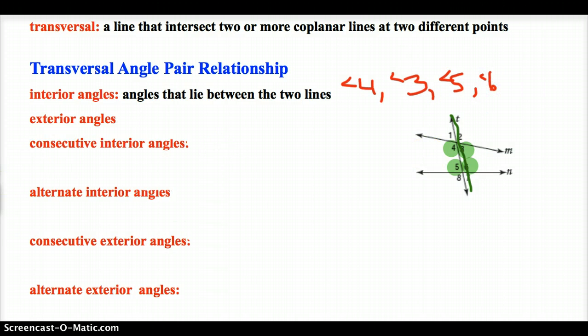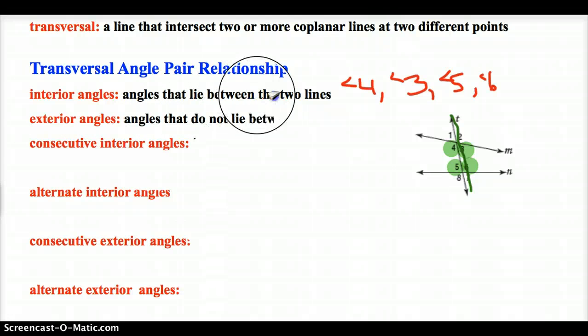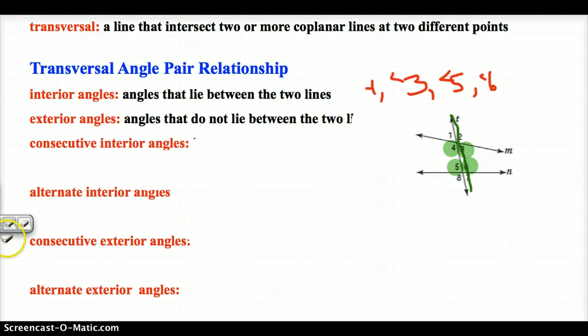Interior paint is paint that you put on the inside of your house, so inside, so in between the lines would be inside. Exterior would be outside, angles that do not lie between the 2 lines. And so when you're looking here, you would say 1, 2, 7, and 8. Okay, I'm going to erase so that I can use my diagram again.